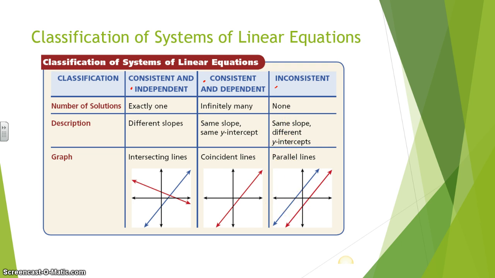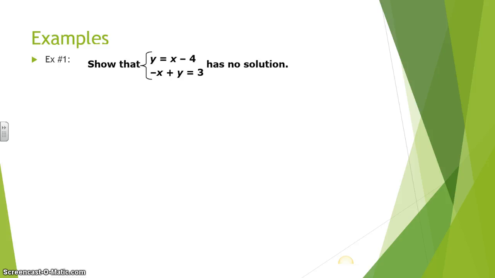So let's look at some equations and solve them to determine what kind of system of equations this represents. Example number 1 says, show that y equals x minus 4 and negative x plus y equals 3 has no solution. So what I'm first going to do is substitute this x minus 4 for the y in my second equation, because we have solved y equals x minus 4. So I'm going to take negative x plus my y, which is x minus 4, equals 3.